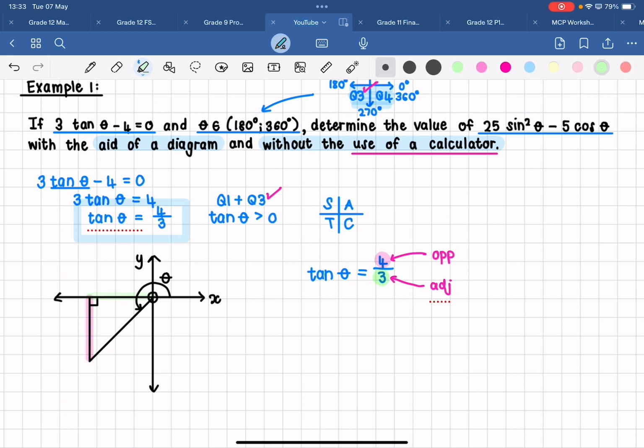So they have effectively given us the lengths of the opposite and the adjacent side of this triangle. So I'm going to put a 4 there, and I'm going to put a 3 there. Opposite is 4 and the adjacent is 3.